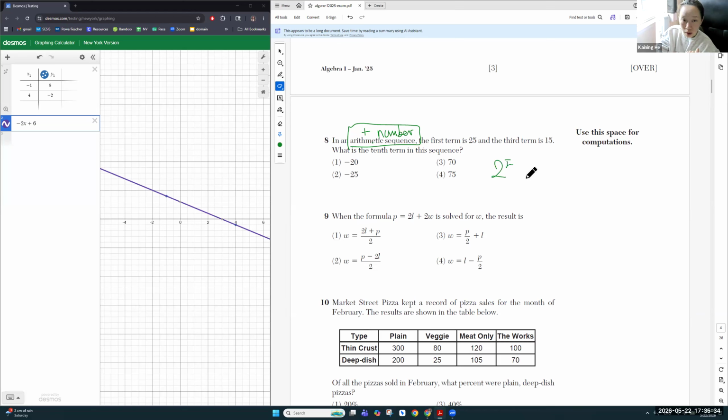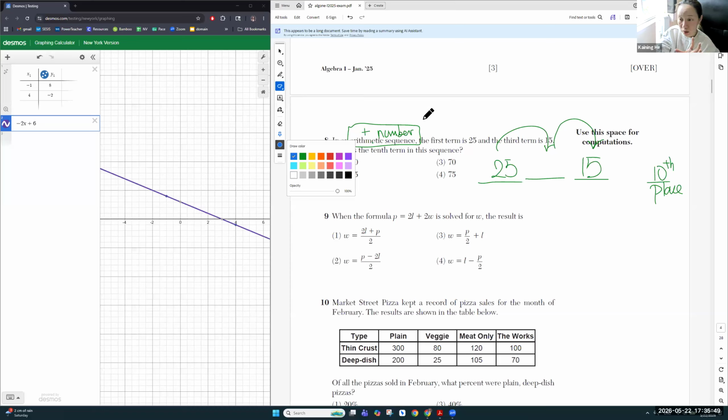The first term is 25. I don't know what the second term is. I know the third term is 15. I've got to find some gap, and keep going on and on until I find my 10th place. All right, so on your exam, you can actually use the free space between the lines. I'm going to write a small one in here.